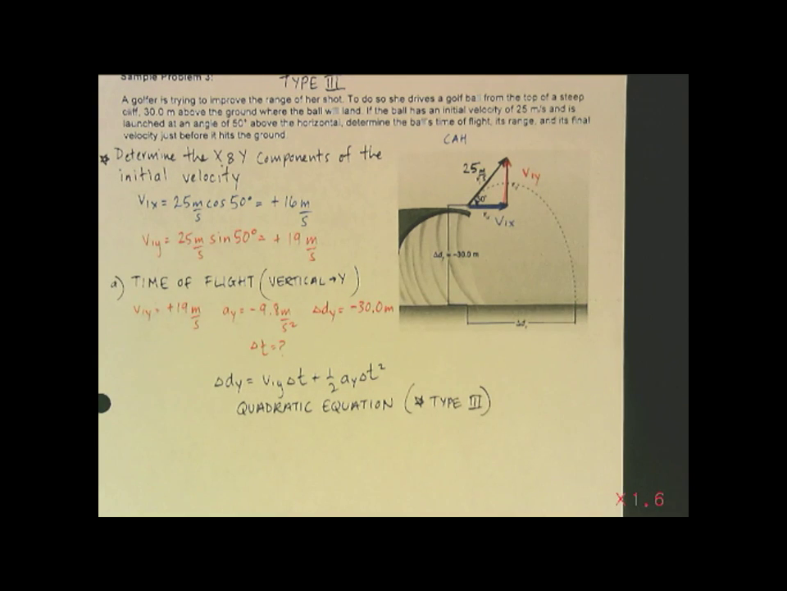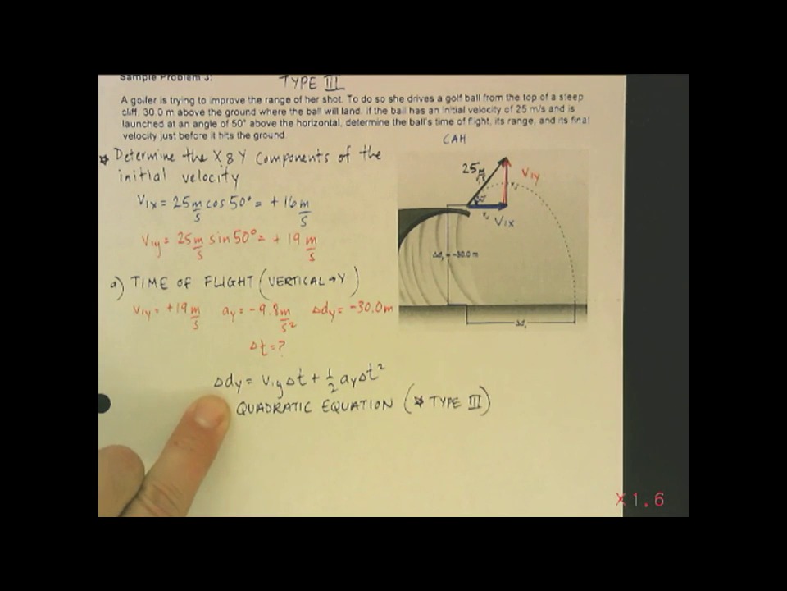In type 1, we brought the delta d over and then we divided each side by delta t. So that's a type 2 that you're looking at? So in type 2, we did that because delta dy was 0. Oh, okay. In this, nothing is 0. So we can't simplify or remove anything. So we have to use the quadratic equation.